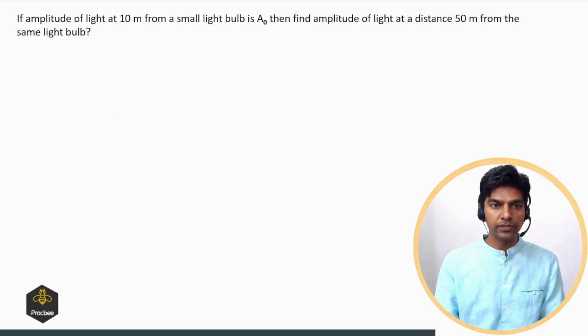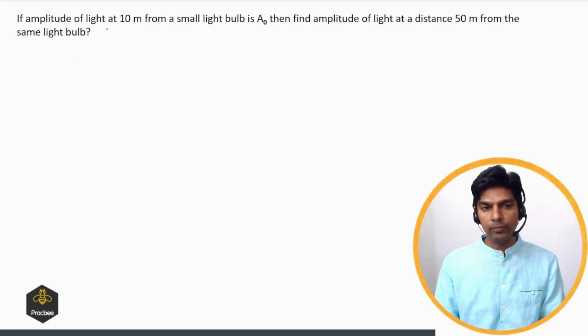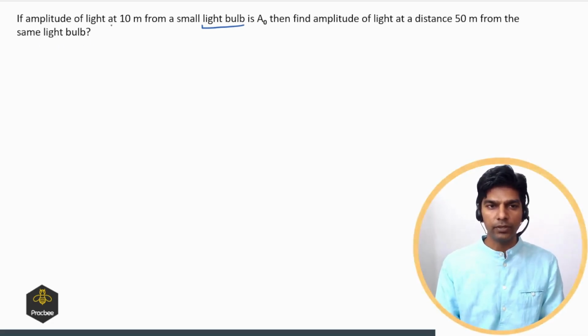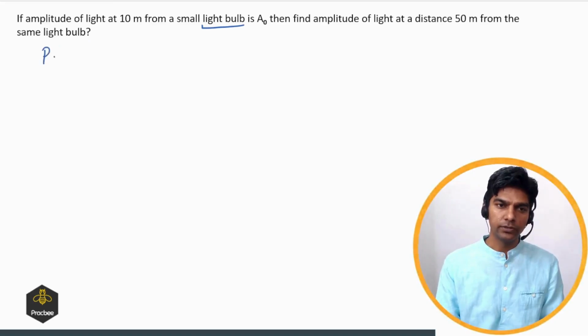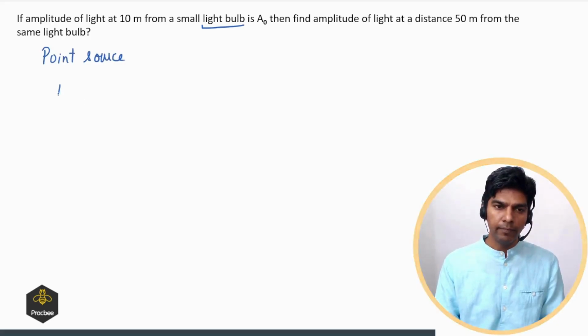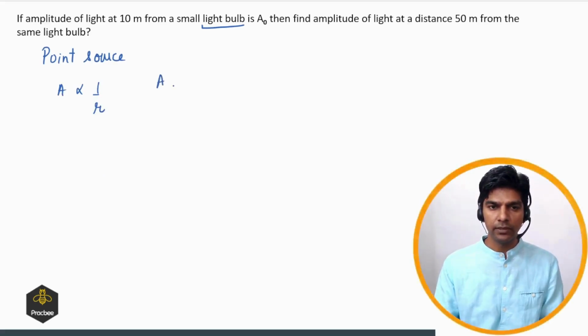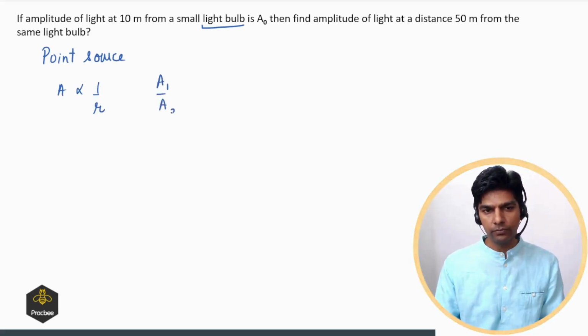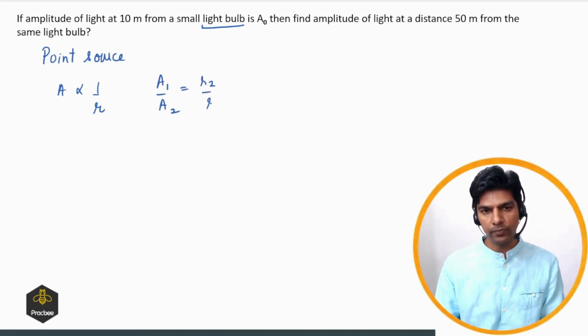Now let us see the question based on this. If the amplitude of light at 10 meter from a small light bulb, which can be treated as a point source, is A naught, then find the amplitude of the light at 50 meters from the same light bulb. We know that in case of a point source, amplitude is inversely proportional to the distance from the source. So we can say A1 by A2 equals R2 by R1.